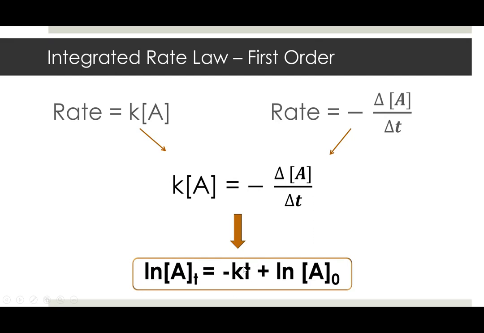T is going to be our time, whether it's in seconds or years, whatever it may be in. So T is just time, plus the natural log of the concentration of our reactant at time 0. So we're going to know the initial concentration of our reactant. We're going to let some time go by, and then that would be the final concentration of our reactant. Okay, so those are the variables that are in this equation.